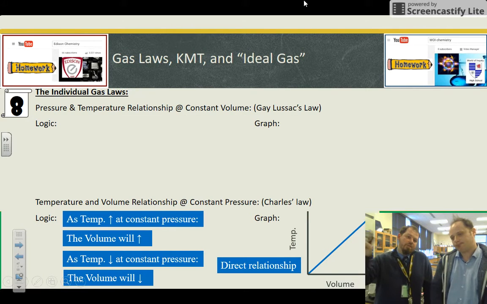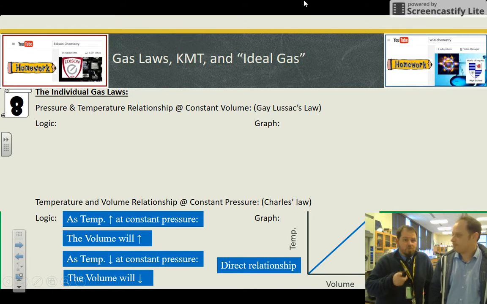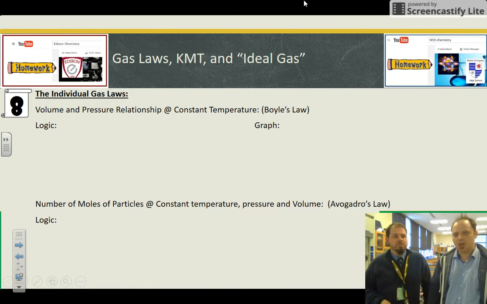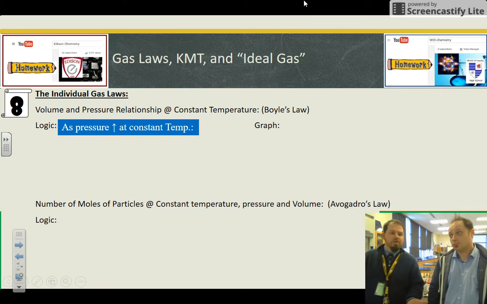You guys will need to be able to figure out these relationships graphically. You will need to, if you can't memorize them, you will need to learn how to produce them. Okay. Boyle's law. Last one, and this is not boil as in water boils.